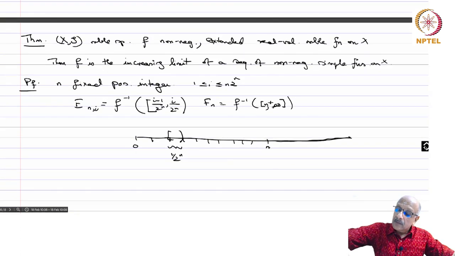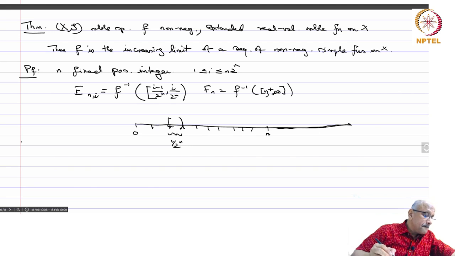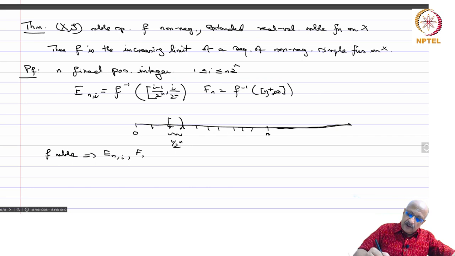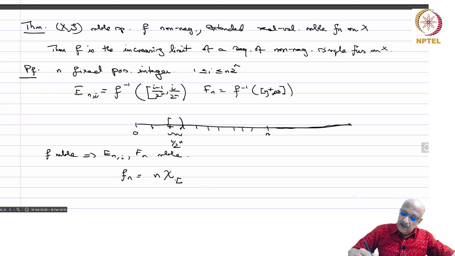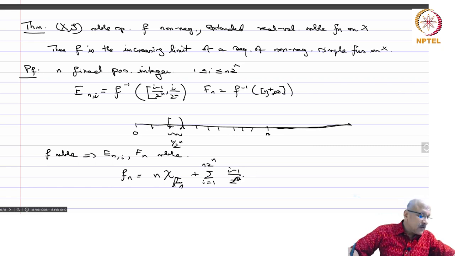So f measurable implies Eni and Fn are all measurable, and then of course I define small fn equals n times chi of Fn plus sigma i equals 1 to n times 2 power n of (i minus 1) by 2 power n times chi of Eni.